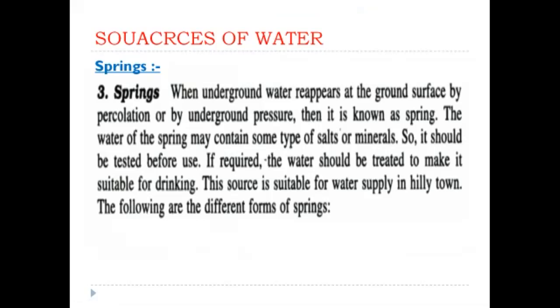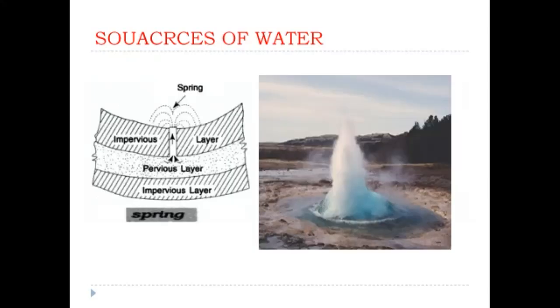The water of a spring may contain some types of salts or minerals, so it should be tested before use. If required, the water should be treated to make it suitable for drinking. And this source is suitable for water supply in hilly towns. Clear? One of the images is springs. The water comes from below the layers. These are the examples of springs.